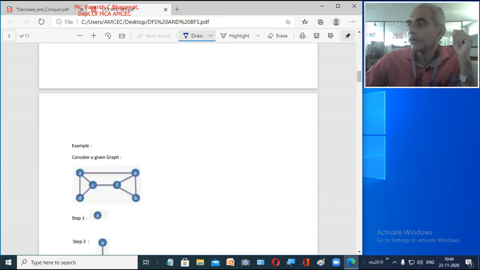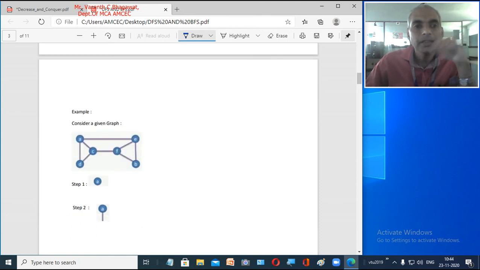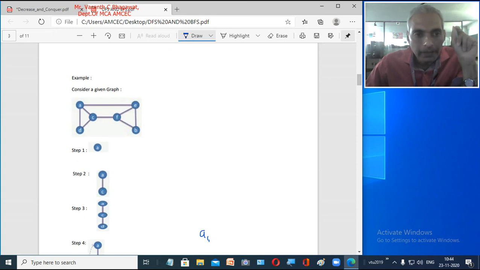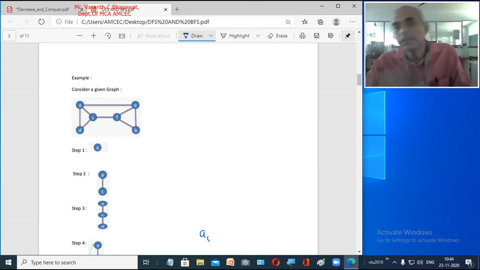Now let us consider an example. This is a given graph for us. How many vertices does it have? It is marked with A, D, C, F, E, B. So 1, 2, 3, 4, 5 and 6. Now you have a total of 6 vertices in our graph.